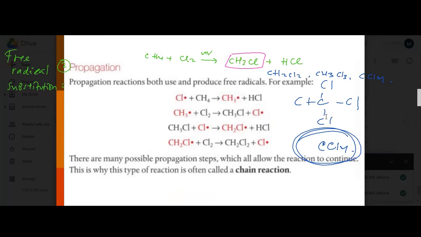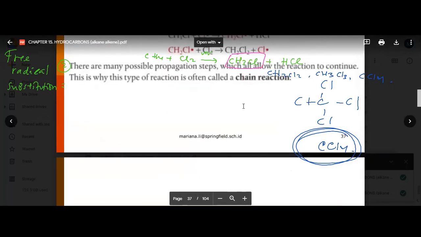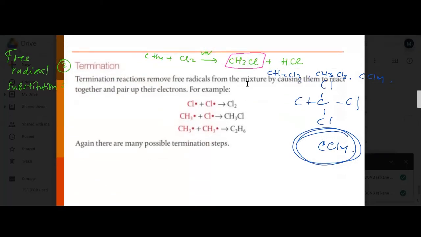So how does the free radical substitution finish? Okay, it is when the termination reactions occur. This is the third step, the last step of the free radical substitution. Termination occurs when a free radical meets a free radical.